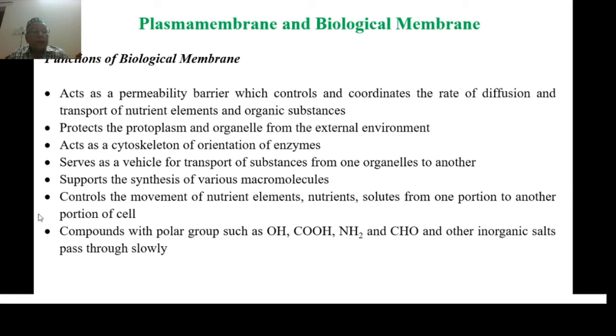So those are the main functions of biological membrane, and this will be helpful for our further studies in relation to the absorption and transportation of nutrients.